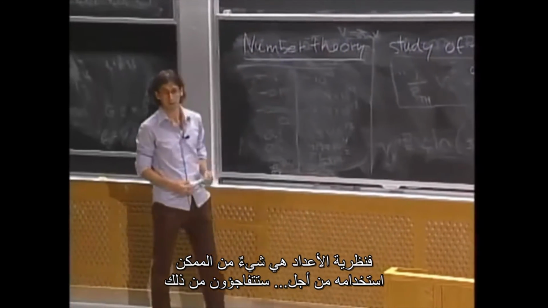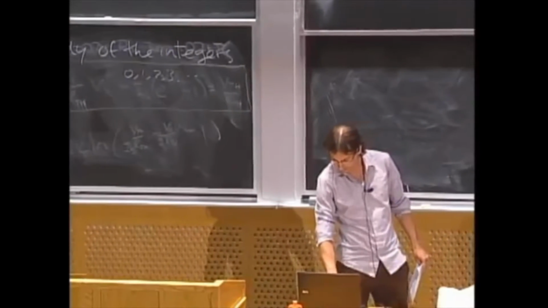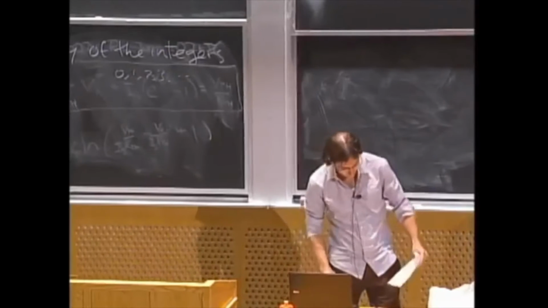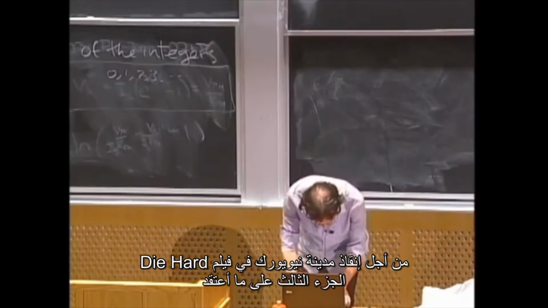Number theory is something, you'll be very surprised, that can be used to save New York City in Die Hard number 3, I believe.